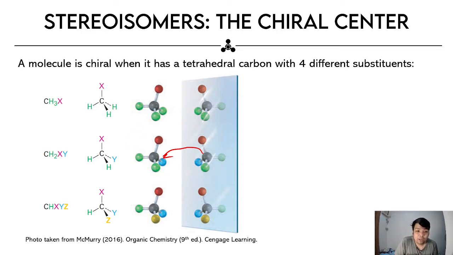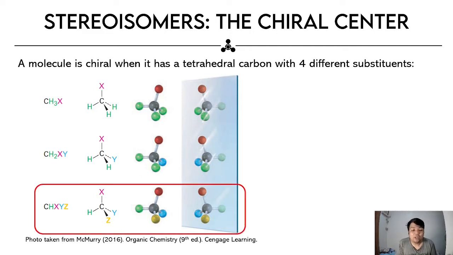Okay. Now, in a molecule with 3 different substituents, just like here in this one, no matter how many times you twist and turn the molecule, the overlap will not be perfect. There will always be a mismatch. Now, that tetrahedral carbon with 4 different substituents is what we call a chirality center.